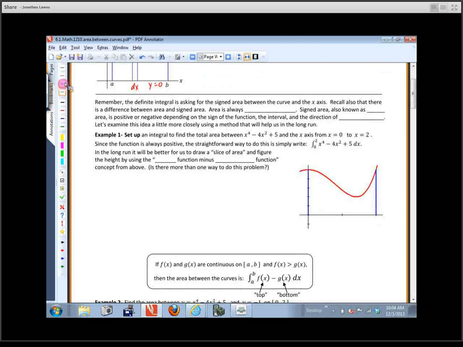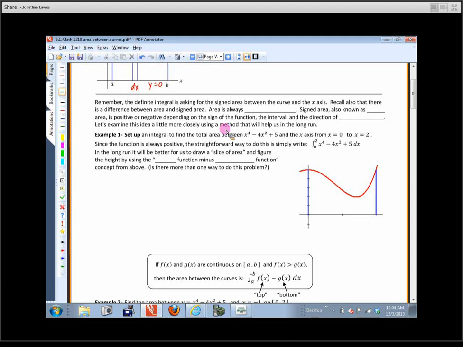So we're going to take a look at this next part, and we'll see if we can fill this in. It says, remember, the definite integral is asking for the signed area between the curve and the x-axis, or between the curve and the horizontal axis. It says, recall that there is a difference between the area and signed area. Okay, area is always positive. So if it says area, we're finding a positive value. If it says signed area, or what was the other way? Net area. Then it can be positive or negative depending on a couple of things. It depends on what the function values are, it depends on the interval, and it depends on the direction of integration.